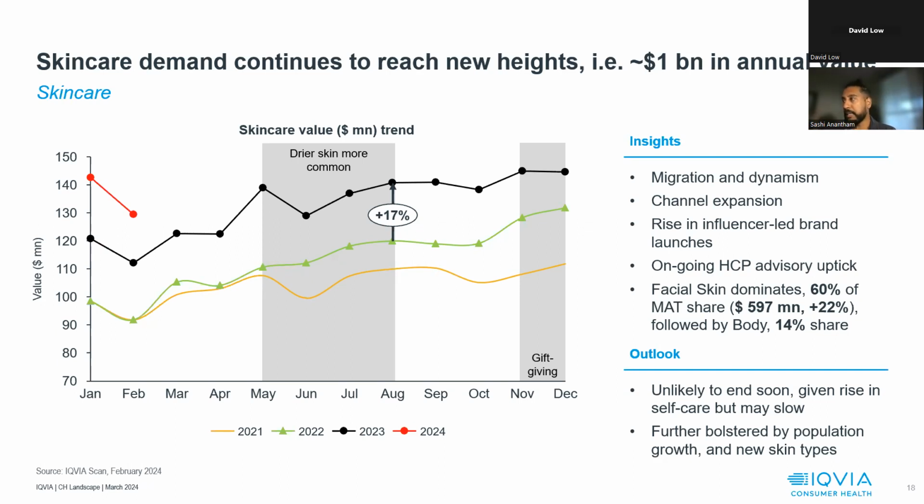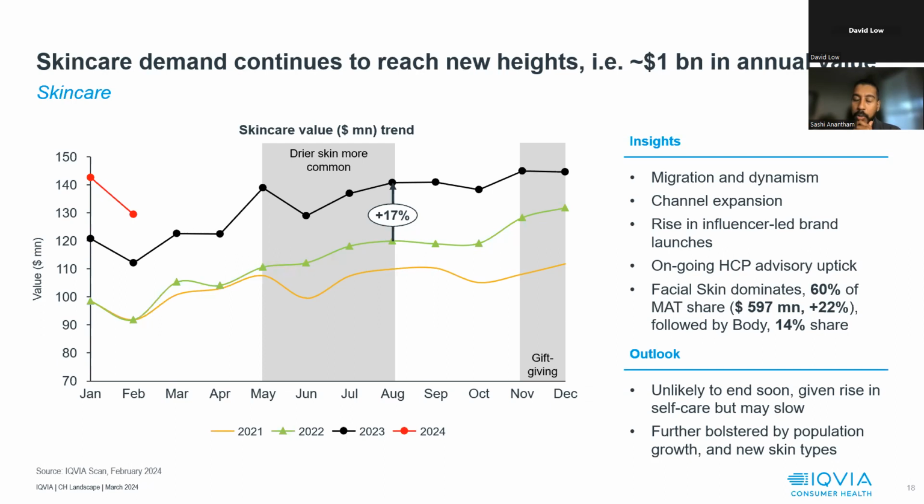They're also pushing that as well. We're seeing ongoing HCP advisory play here as well. A lot of the big companies in this space have a HCP team, and this, of course, naturally is a very good point of authority in terms of driving recommendations. And finally, of course, this category is effectively led by facial skincare, which accounts for about 60% of all of the sales that we see.